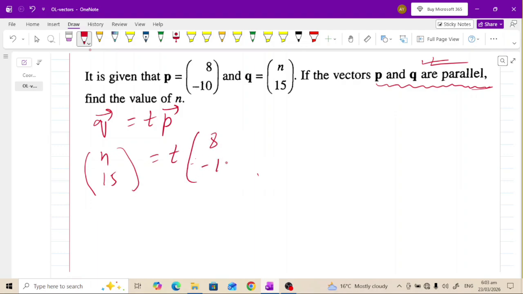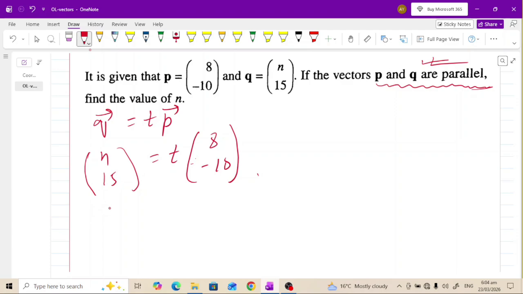And students, the very important point to consider is that if two vectors are parallel to each other, then one is the scalar multiple of the other. So q is the scalar multiple of p. For that we write q is equal to t times p, some scalar t. You can write q is equal to k times p, or m times p. Here we write q is equal to t times p.